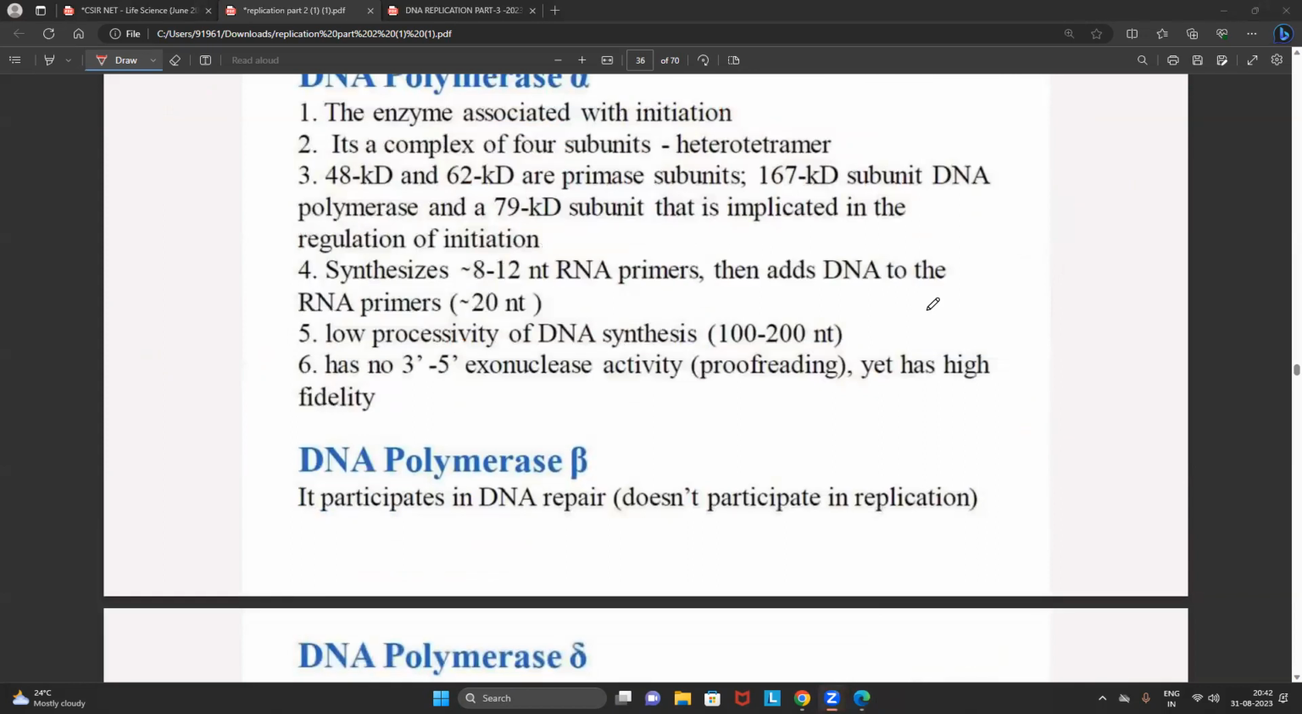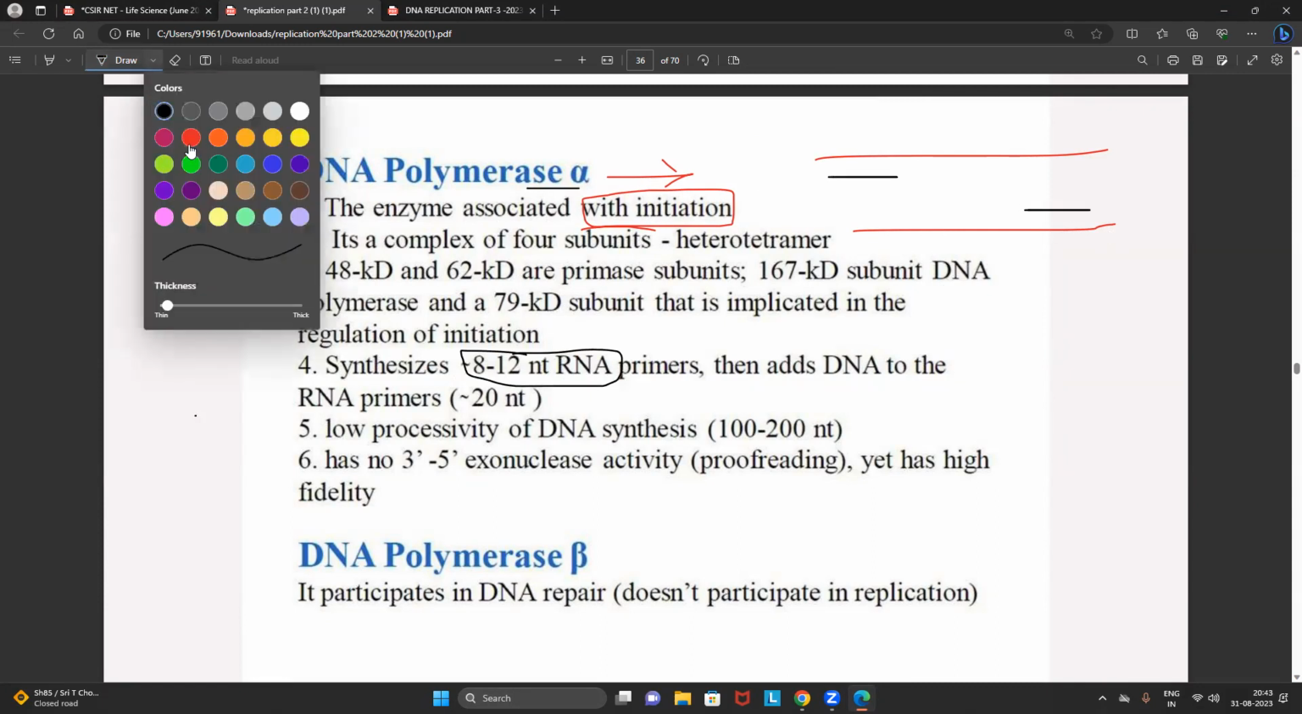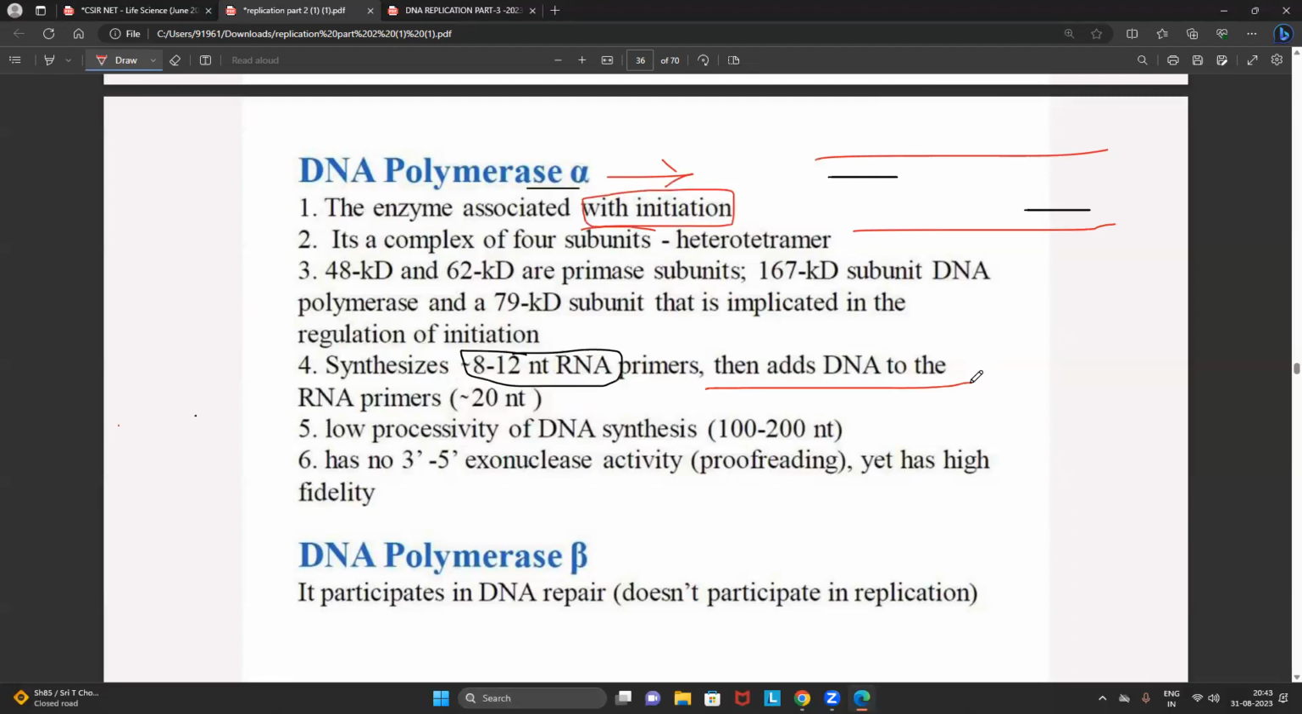Now all the students look into the picture correctly. Every one of you focus. Polymerase alpha, listen, is the enzyme associated with initiation. What I told you, these are the two parent strands. What is polymerase alpha doing? It is adding the primer. What is the length of the primer? 8 to 12 nucleotides. That's all. Now, after that, what is polymerase alpha doing? It is only adding nucleotides. You can see that. It will add up to 20 or 25 nucleotides. It won't add 200 actually. Hardly 20 to 50 it will add.